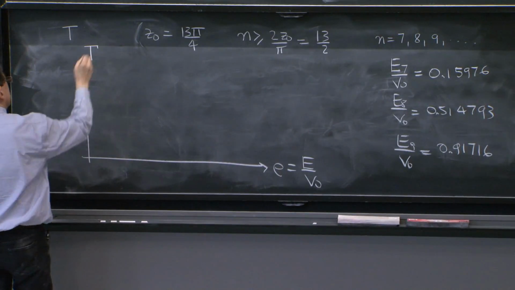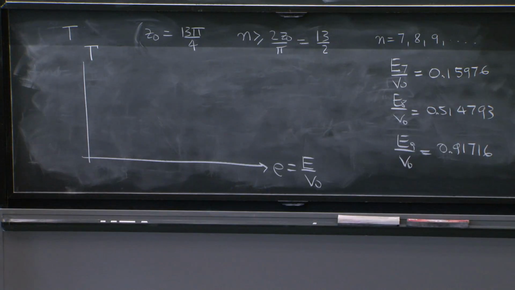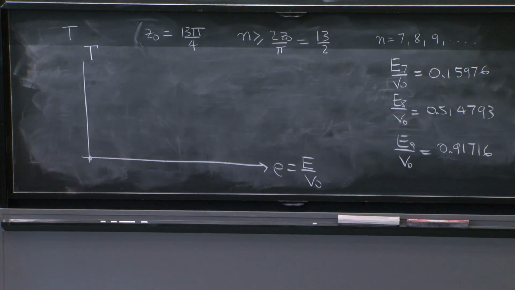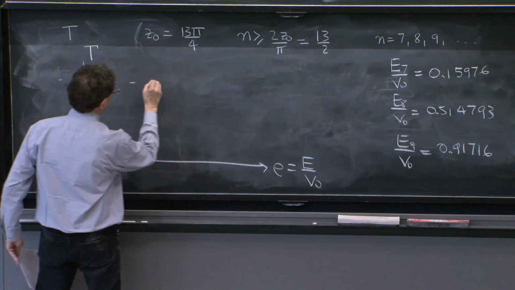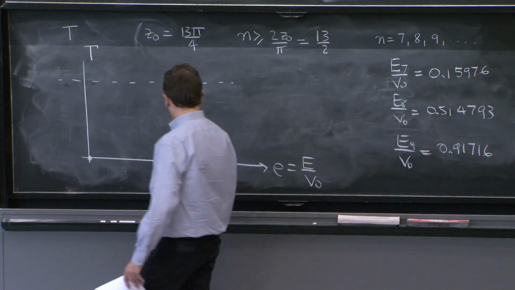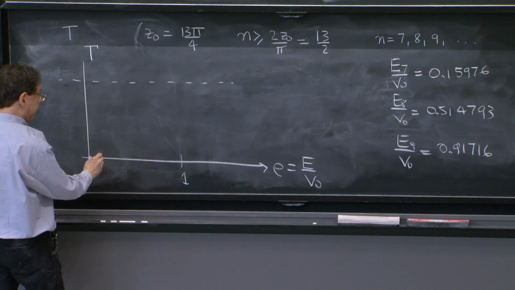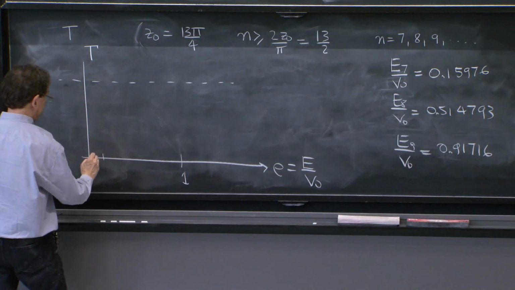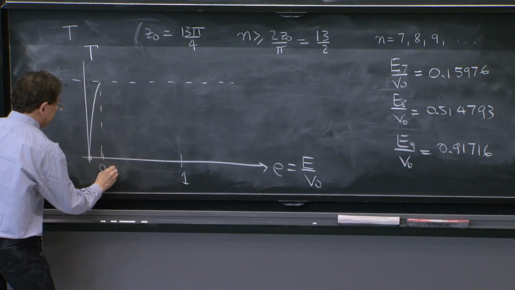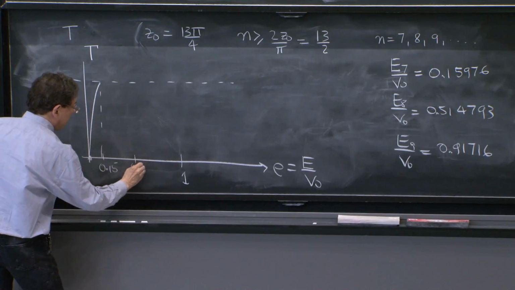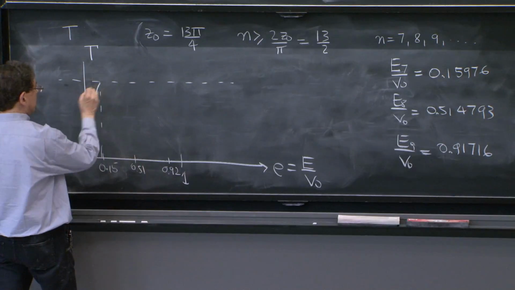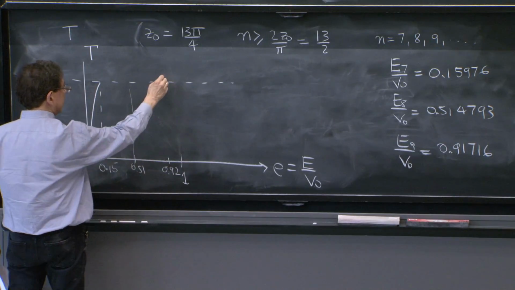transmission probability. And it begins with 0. That was the question a second ago. And then it may reach 1. And it will reach 1 at each one of those values. So if here is 1, 0.15, 0.51, and 0.92.